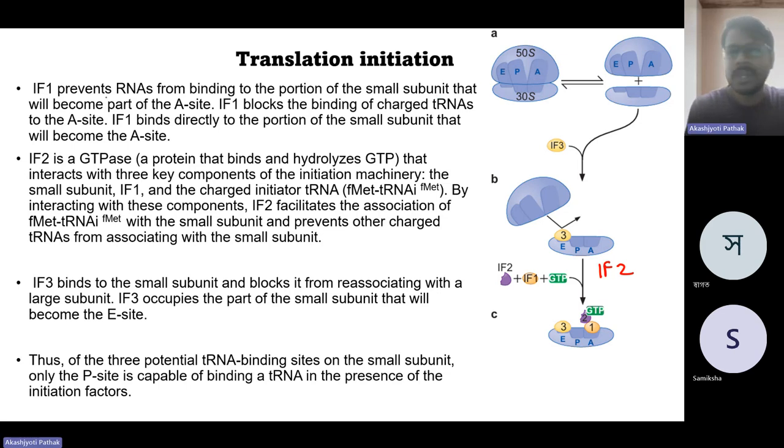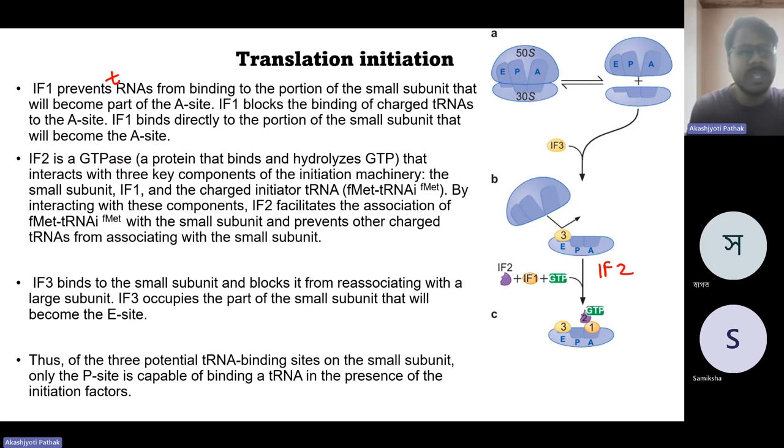This figure is taken from the book by J.D. Watson. IF1 prevents tRNAs from binding to the portion of the small subunit that will become part of the A site. So IF1 blocks the binding of charged tRNAs to the A site. As you can see in this figure, my A site is getting blocked by the IF1 initiation factor, which prevents the binding of the charged tRNA to this site.